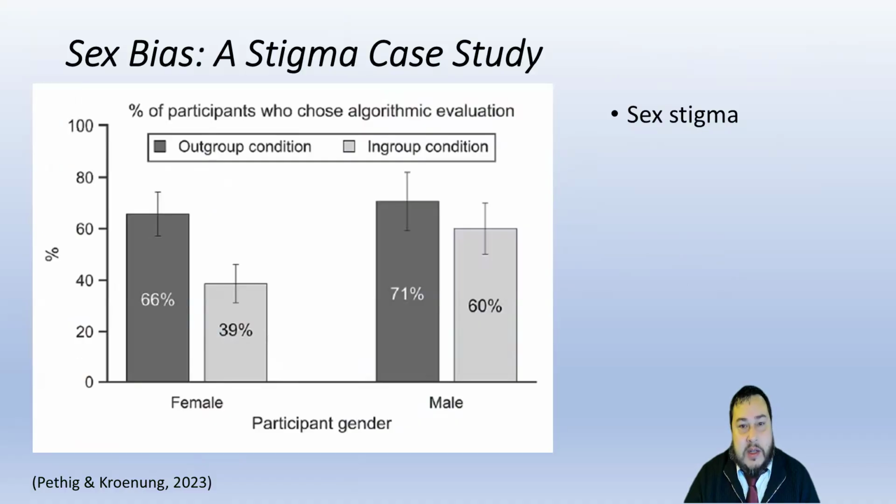Sex bias in human hiring is also well documented. Pathig and Kronig's study shows that gender stigma influences evaluation in subtle but powerful ways. One of their most interesting findings is the outgroup evaluator effect. When people are evaluated by someone of the opposite sex, they often prefer to be evaluated by the algorithm instead of a human. This tells us two things.